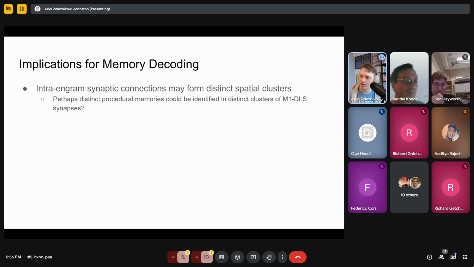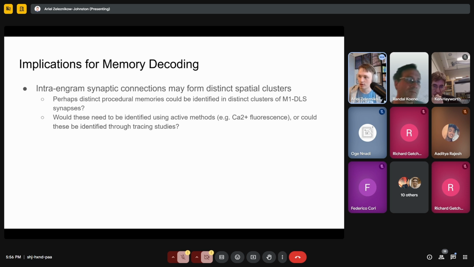And my question would be that if you train these animals up on a set of different behavioral tasks, like the reaching task, but maybe also the rotor rod, and maybe also high beam, and maybe also some weird running task or whatever, would you be able to identify distinct clusters of these synapses from M1 neurons onto DLS neurons? And if there are the formation of these distinct synapses, would it only be the case that you could identify them using active methods, like the fluorescence that we saw in this paper, while the animals are still biologically active? Or would it be possible to identify those clusters somehow using tracing studies after the fact?